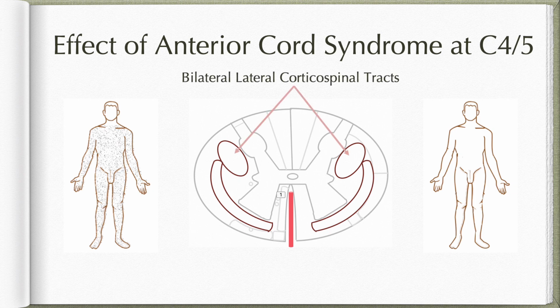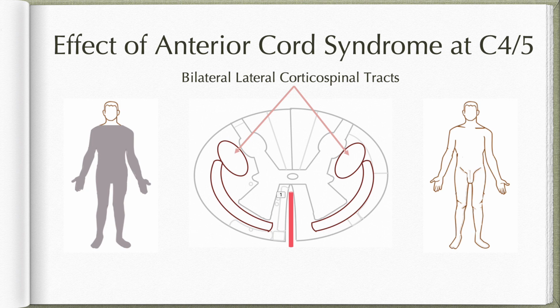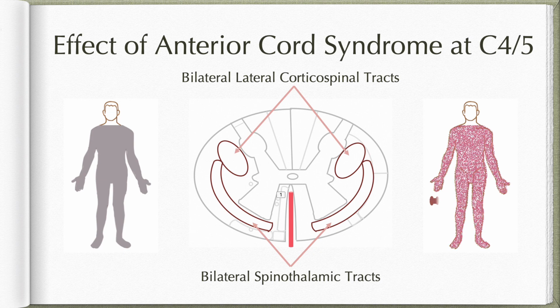Bilateral lateral corticospinal tracts will be involved. In this case, the lesion is at the level of C4, C5, so it will result in spastic quadriplegia. Bilateral spinothalamic tracts will be involved, so that will result in absence of pain and temperature sensation in the affected region. Please note the fine touch, sense of vibration and position will not be affected here because dorsal columns are not affected in case of anterior spinal artery involvement.